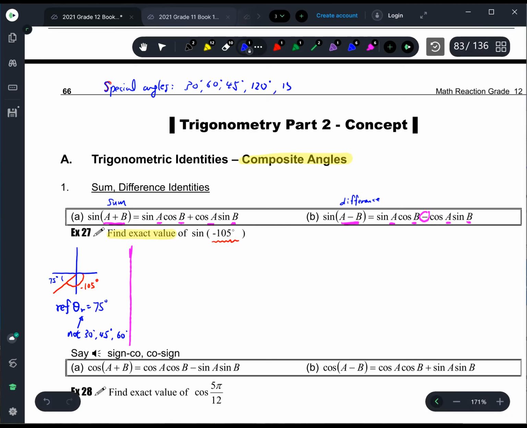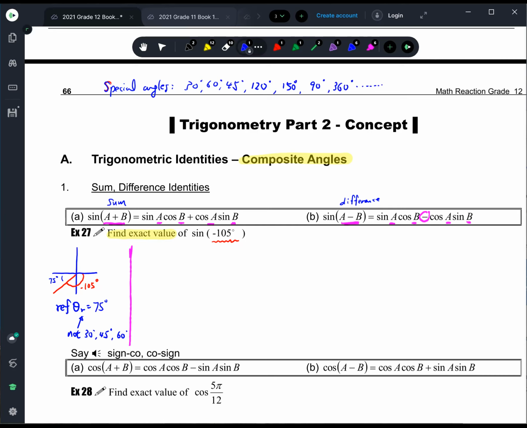Like 150 will also work, okay? 90 degrees is also special, right? It's on the axis. 360, that's also special. So they are infinite. So we are extending the idea of a special angle, okay? Any angle that has a reference angle of 30, 60, or 45, or if it's an angle on the axis, then they're all special. You can find exact values.